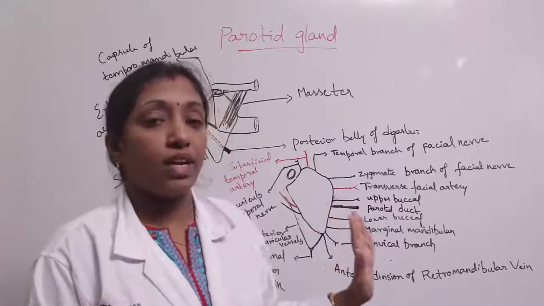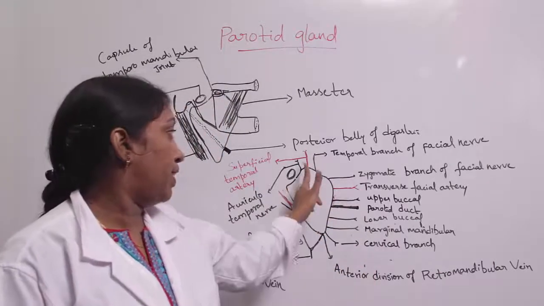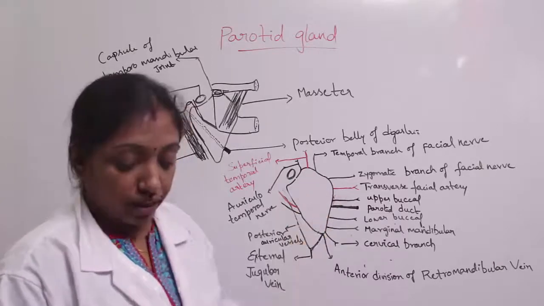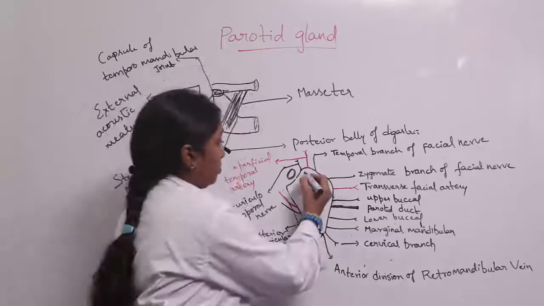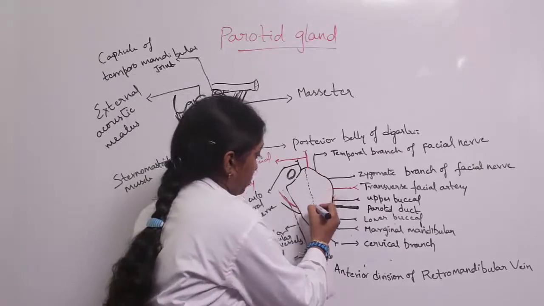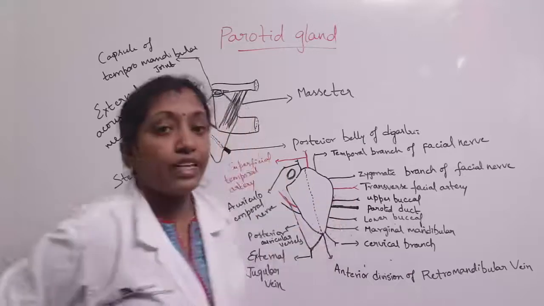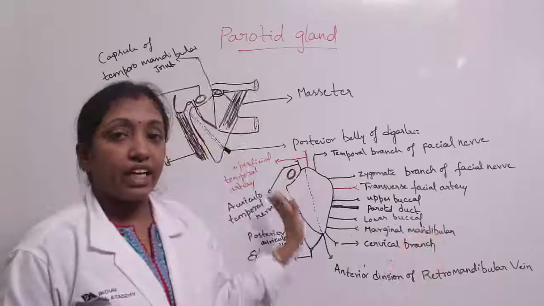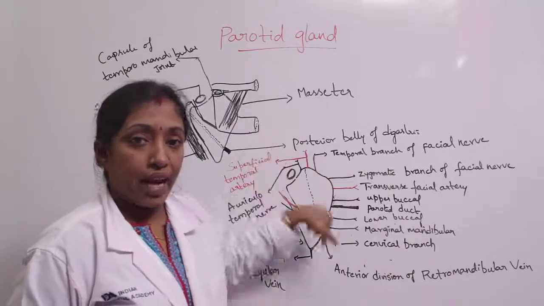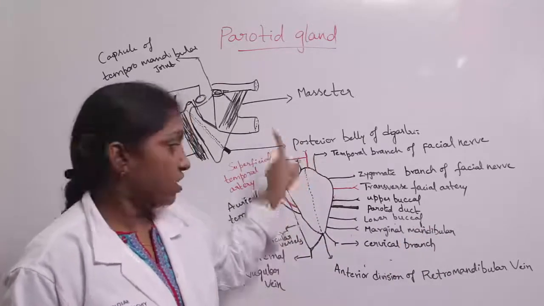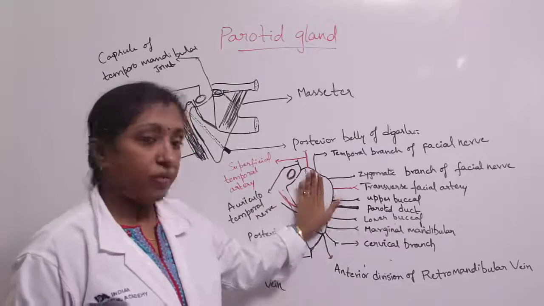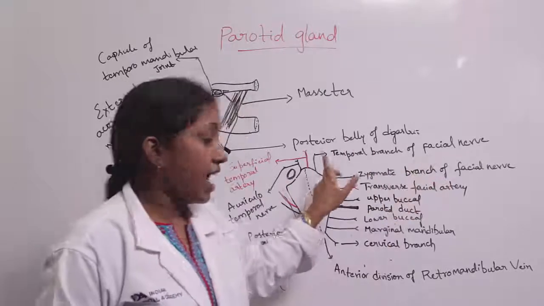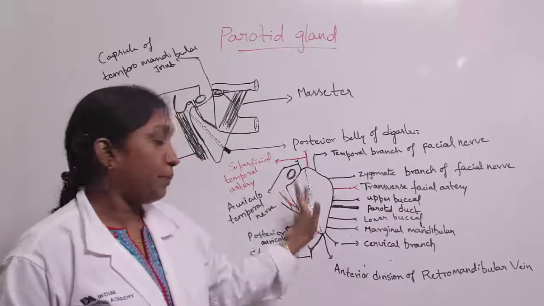It also has three borders: the anterior border, the posterior border, and the medial border. The medial border is on the back side; we can't see the medial border from the front view. So the parotid gland is an inverted pyramid, with the apex facing downwards and the base upwards. It has three surfaces: superficial, anteromedial and posteromedial, and three borders: anterior, posterior and medial.